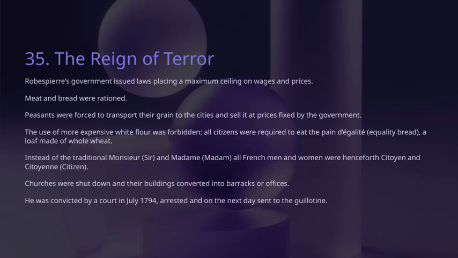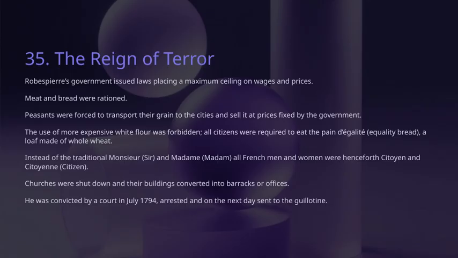During this period, Robespierre's government took drastic measures to control the economy and enforce equality. They set a maximum ceiling on wages and prices to prevent inflation and protect the common people. Meat and bread were rationed, meaning supplies were limited and distributed in a controlled way. Peasants were actually required to bring their grain to the cities and sell it at prices fixed by the government, ensuring fair access for everyone.